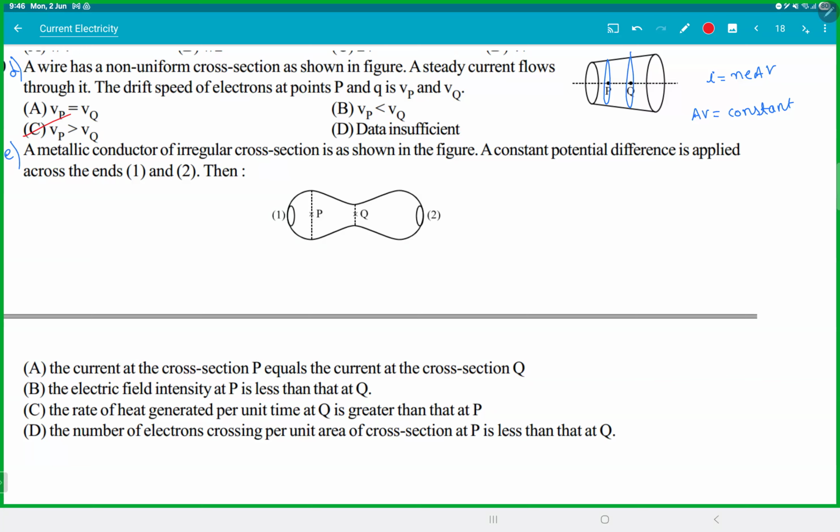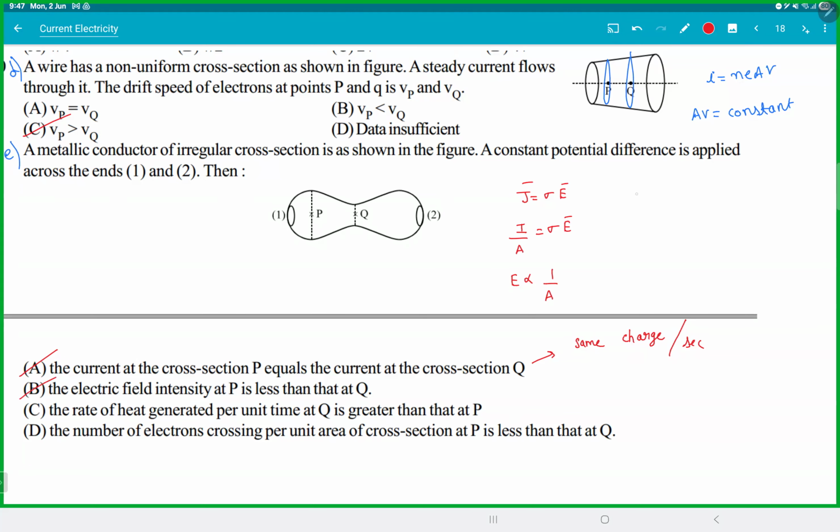First one: the current at cross section P equals the current at cross section Q. True. Why? The same charge flows per second. I don't care about the area. The question is how much charge is flowing per unit time. Same charge. The electric field at P is less than Q. J is equal to sigma E. J is nothing but current by area. So E is proportional to 1 by A. If you have more area, then you'll have less field. So B is also right.